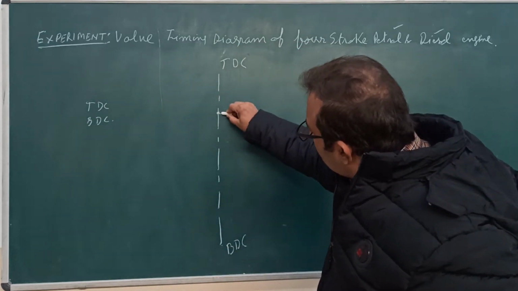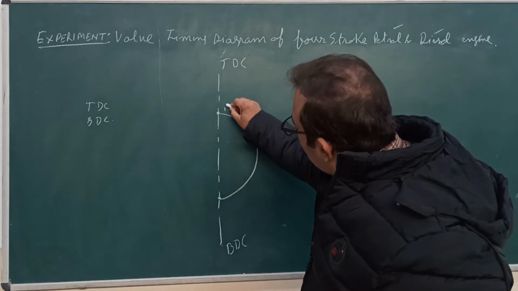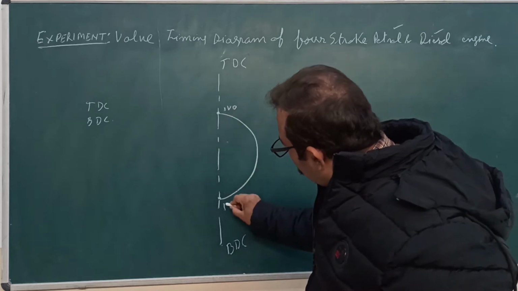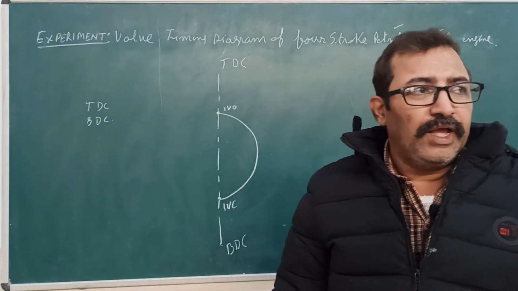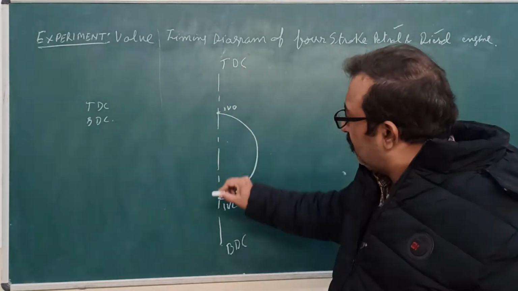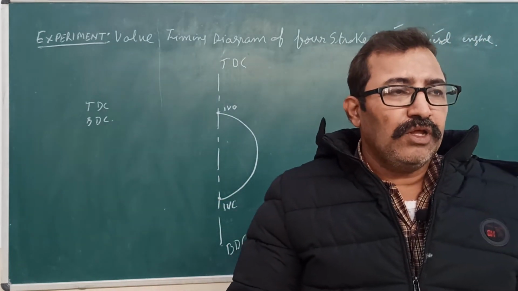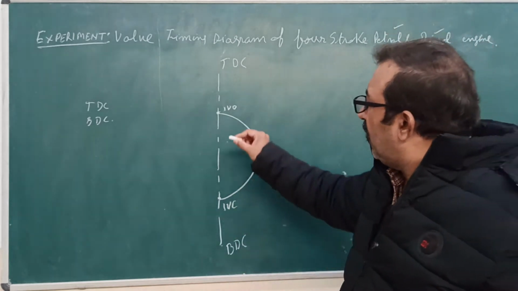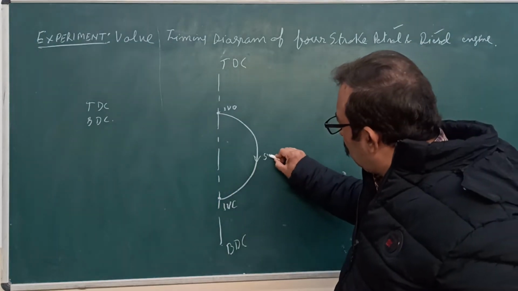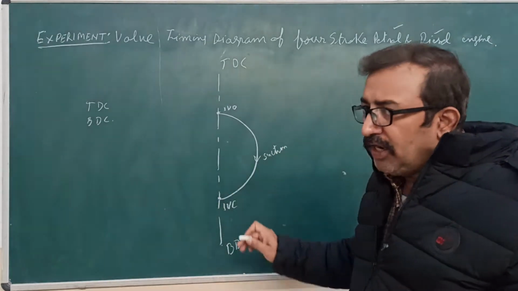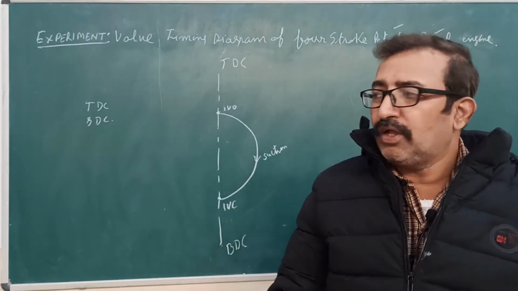First of all, start from this point to this point. This is inlet valve open, inlet valve closed, exactly at 0 degree to 180 degree. In theoretical valve timing diagram, inlet valve open at 0 degree and close at 180 degree. During suction stroke, air and fuel mixture enter inside the combustion chamber in Otto cycle.